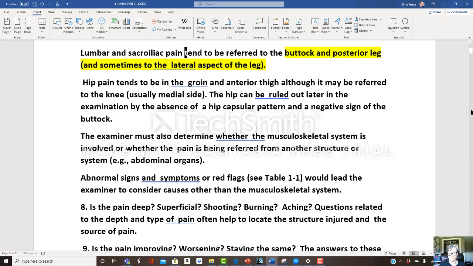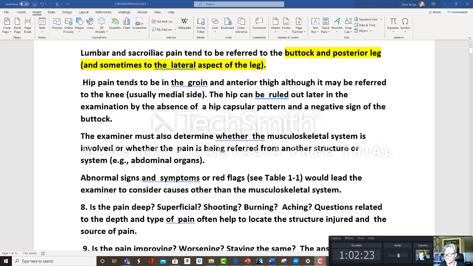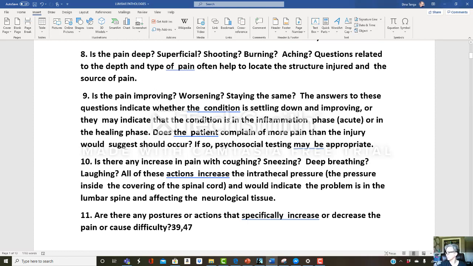8. Is the pain deep? Superficial, shooting, burning, aching? Questions related to the depth and type of pain often help to locate the structure injured and the source of pain.